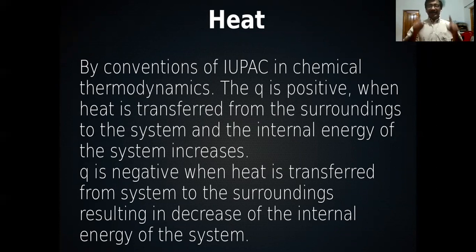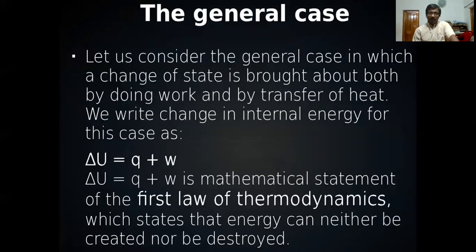So these two, heat and work, can affect the internal energy of a system. So we have to consider these two together. Let us consider the general case in which a change of state is brought about both by doing work and by transfer of heat. Then we can write the change in internal energy, delta U, is equal to Q plus W. Delta U is change in internal energy, Q is heat energy, W is work done.